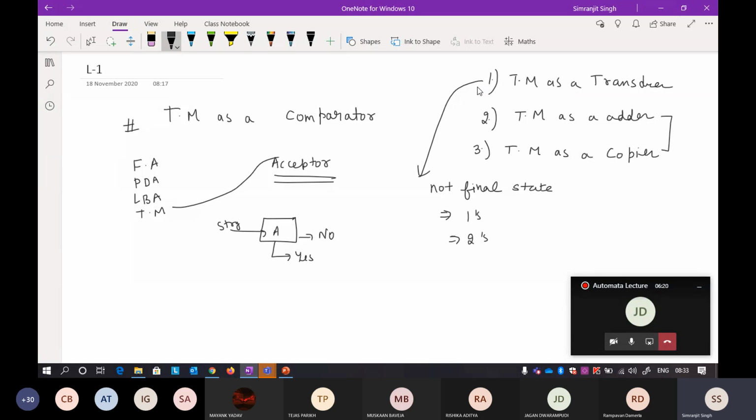When you are seeing a machine as an acceptor, there will always be a final state. But when you're seeing a particular machine as a different mechanism like a transducer or adder, there will not be a final state. So that is the reason that in any question that is done as a transducer, there is no final state. Okay, so we are only getting the output of it.